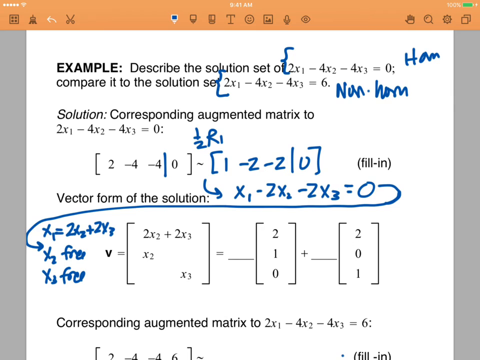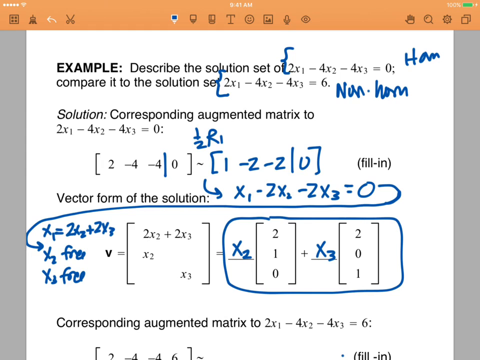x2, x3 becomes x3. Now, that means that this is x2 and this is x3, and now here's our vector way of writing that same solution set. So this is our new way of writing the solution set.